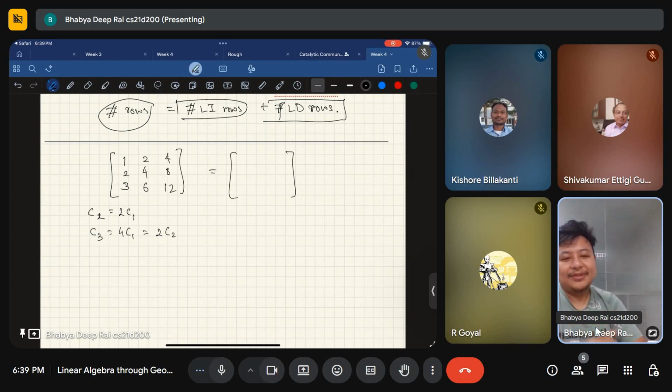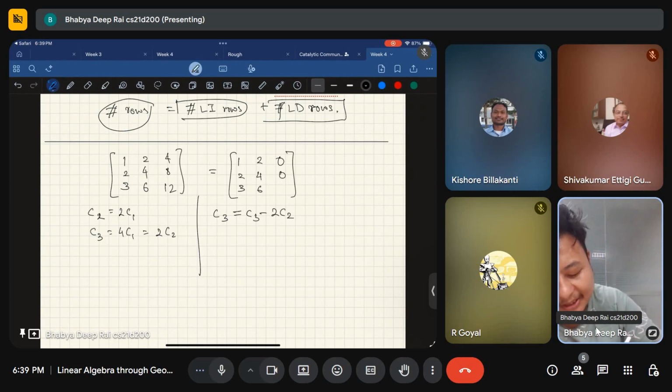Now what I want to say is that when you do Gaussian elimination, you'll end up with one single column. The trivial thing to do would be to take C3 and remove 2 times C2 from it. What do you get? You get 1, 2, 3, 2, 4, 6, and for C3, 4 minus 2 times 2 is 0, 8 minus 2 times 4 is 0, 12 minus 2 times 6 is 0. Now you apply Gaussian elimination again on the columns.